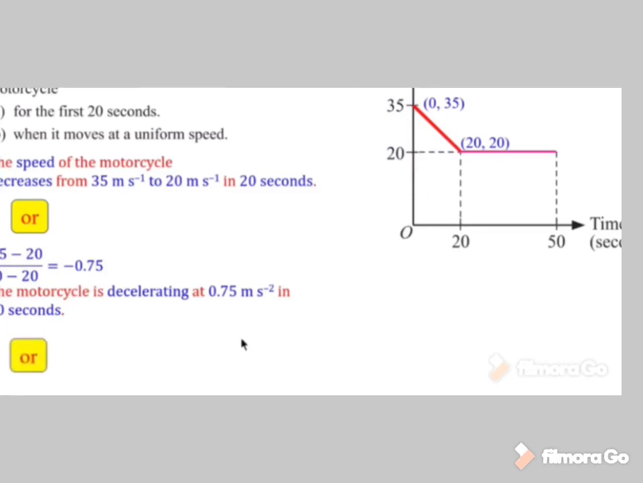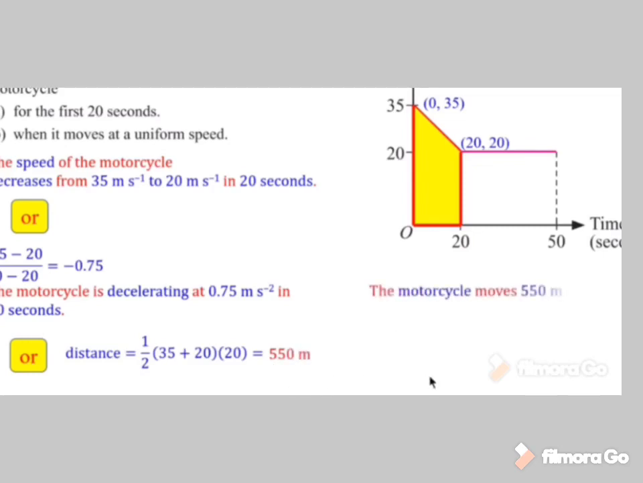Now we need to find the distance, which is the area under the line. The area under the red line is shaded in yellow. We find the area using the formula of a trapezium: 1 over 2 times 35 plus 20, times the height of the trapezium, which is 20. So the answer is 550 meters. So the motorcycle moved 550 meters in 20 seconds. This is the so-called describing the motion.